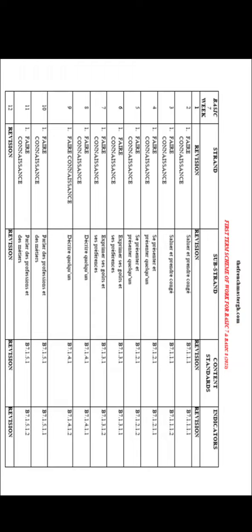So the second week, in the weeks column, you have week 2. The strand there is strand 1, faire connaissance. The sub-strand there is saluer et prendre congé. So you have the content standard and the indicators. The first content standard we are going to teach is Basic 7, 1, 1, 1. So that's Basic 7, strand 1, substrand 1, and then content standard 1. I hope you are getting me. Okay, so that's content standard 1. It goes on and on like that.